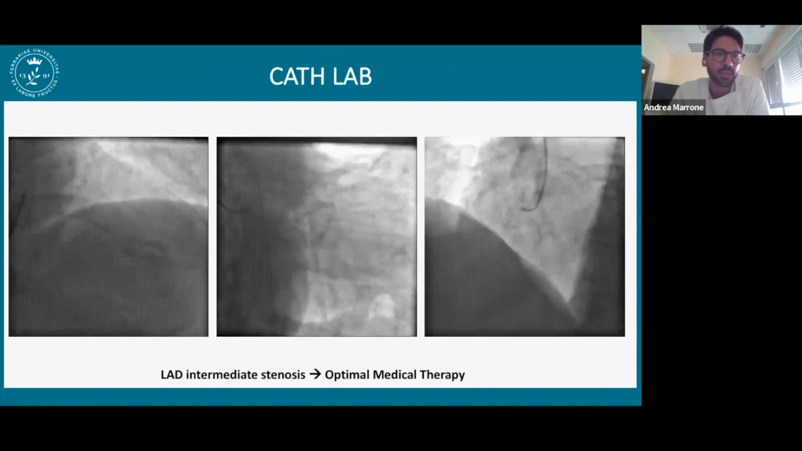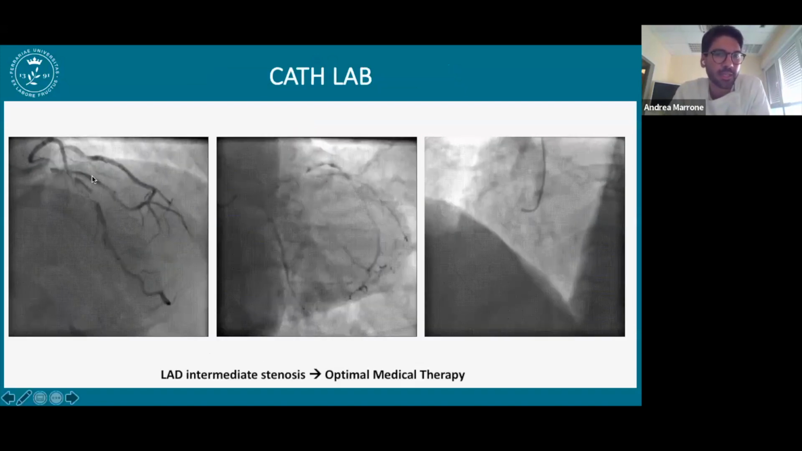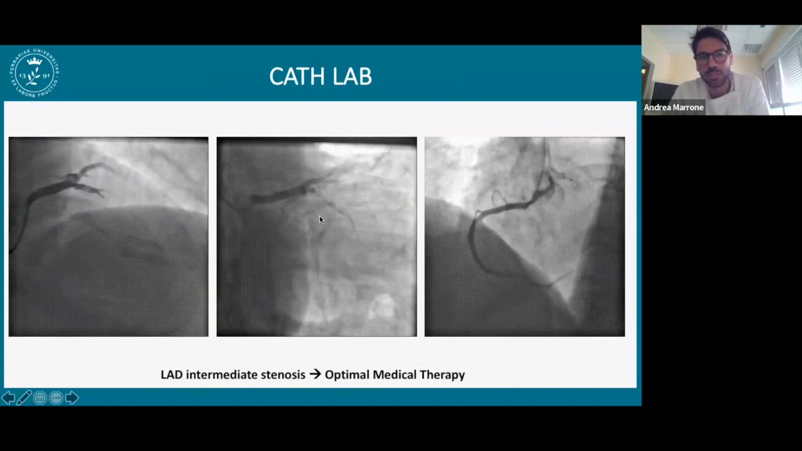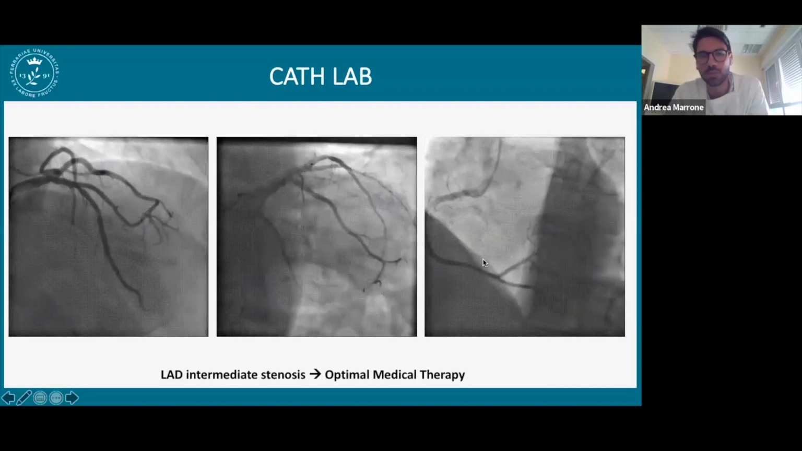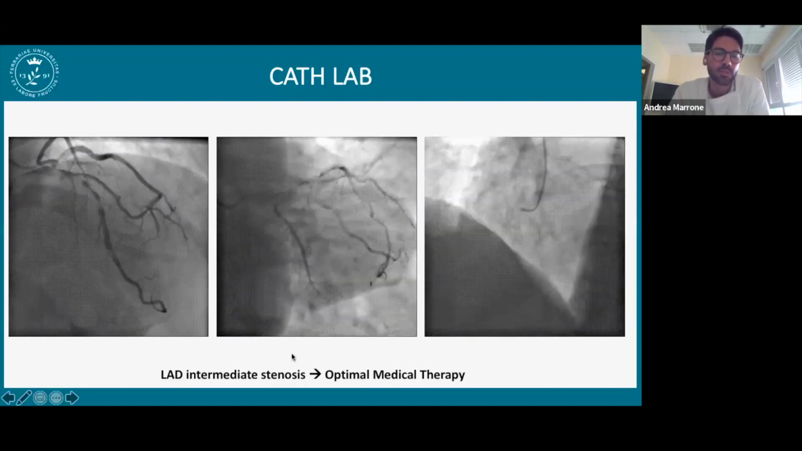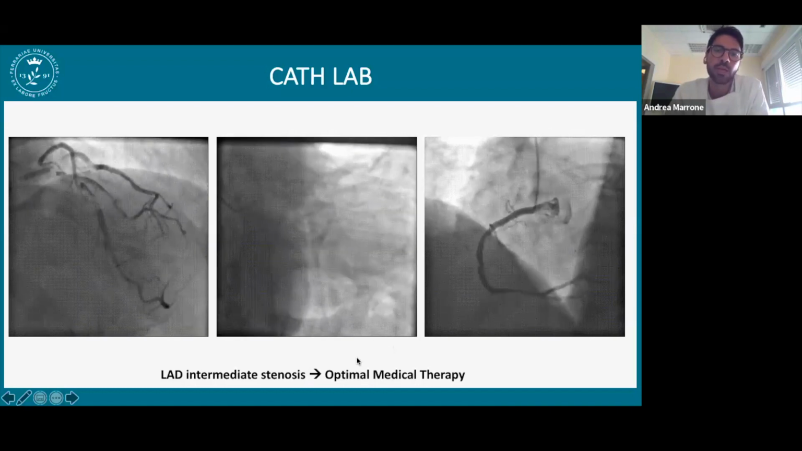And as we can see here, coronary angiography showed an intermediate stenosis of the mid-LAD without any other stenosis on the left circumflex and just some mild disease on the RCA. He was discharged with the indication of optimal medical therapy.